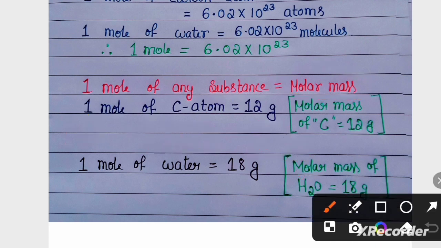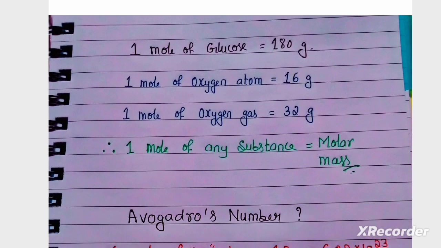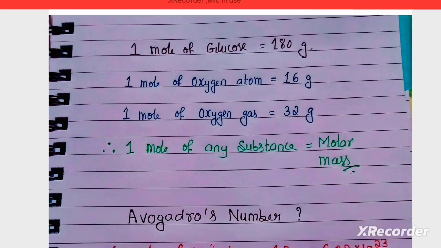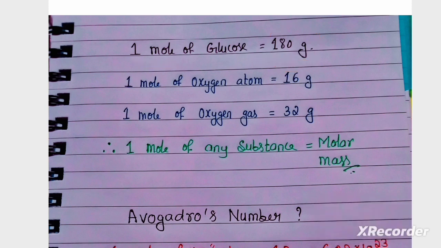Or we can also take the example of the water molecule. 18 grams of water is equal to 1 mole, because the molar mass of water is 18 grams. If you take glucose, C6H12O6, its molar mass is 180 grams. So 180 grams of glucose is equal to 1 mole.